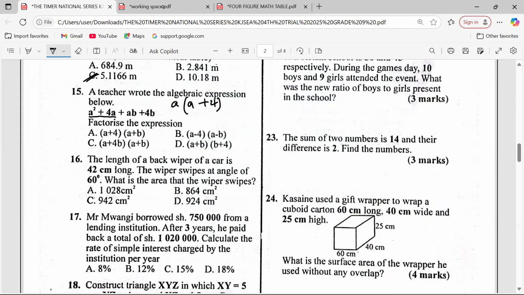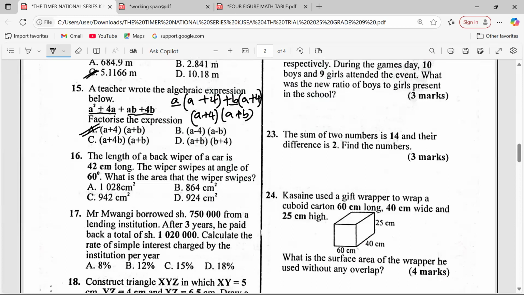Then in the next pair of terms, we can see b is common. So we shall factor out positive b, and we remain with a plus again 4. A plus 4. Therefore, from the brackets, we are having a plus 4. Outside the brackets, a plus b. So now with this, we can observe all the choices, and you will agree with me that option A is the most appropriate.